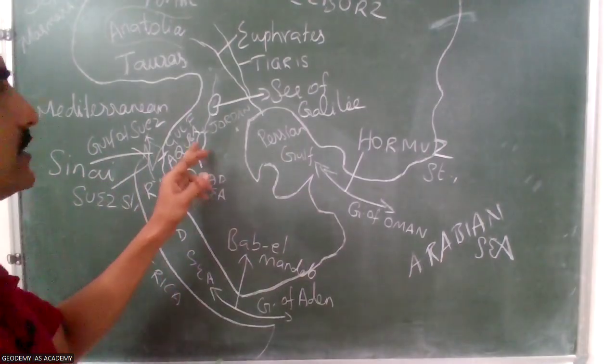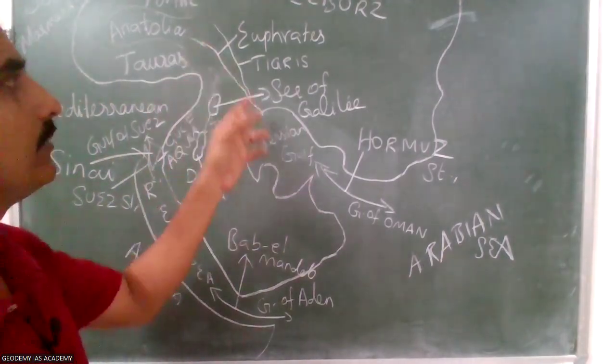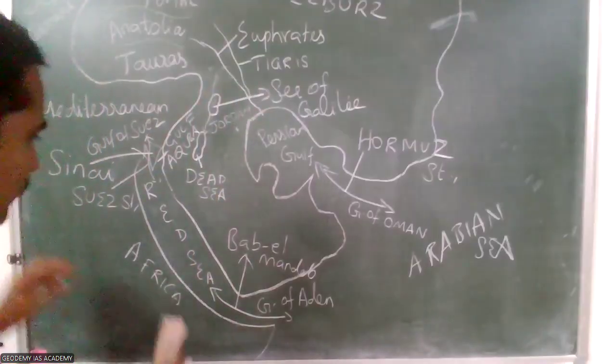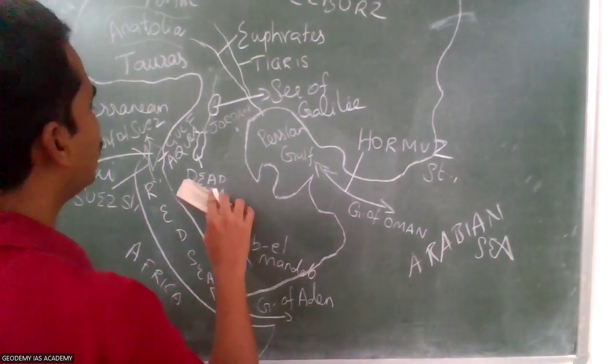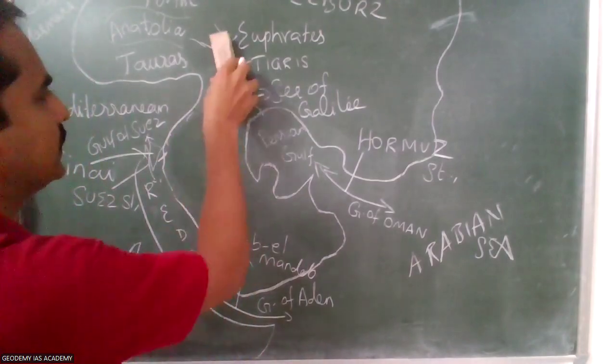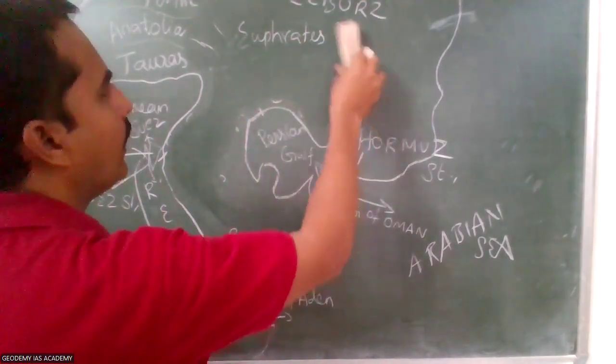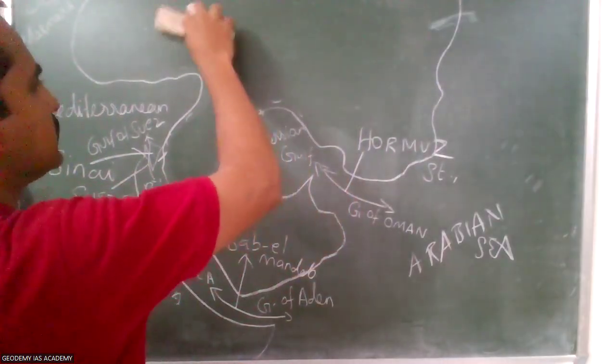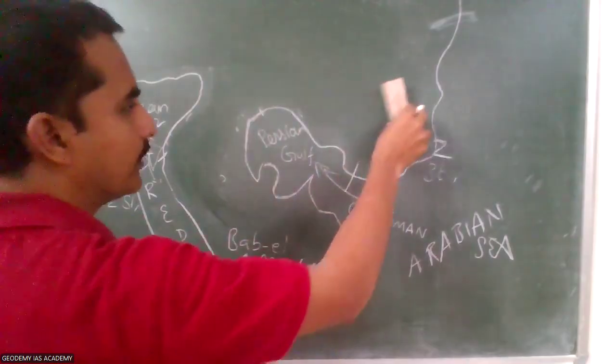And then Dead Sea, Sea of Galilee, and the important rivers are Euphrates and Tigris. Okay, done. Now, so these are all the important physical features here. And nearer to the Sea of Galilee, the Golan Heights, the Golan Plateau is located.